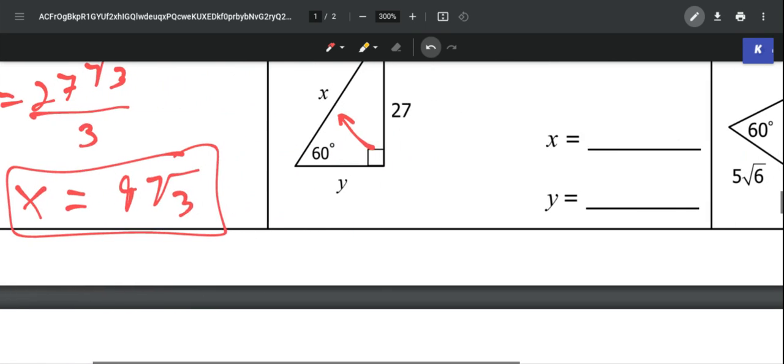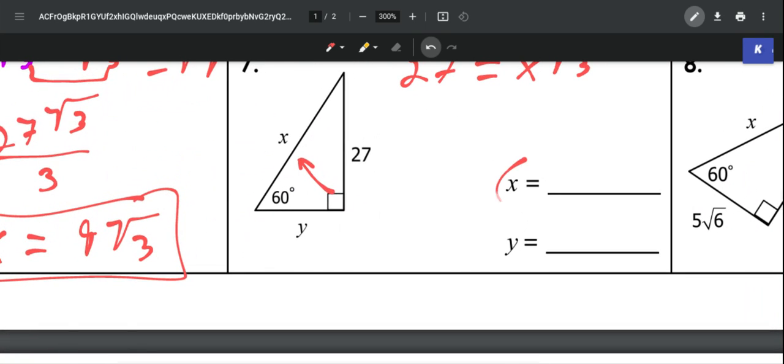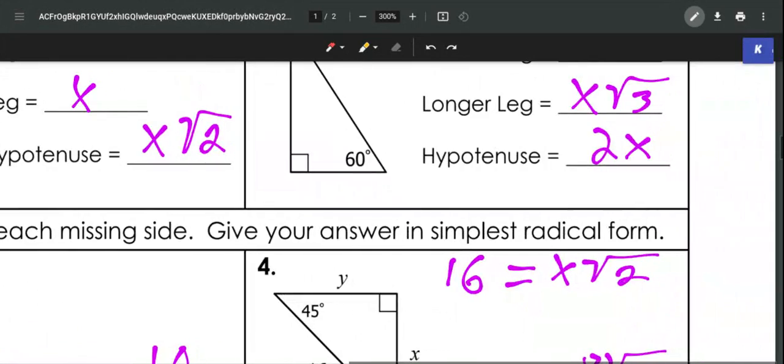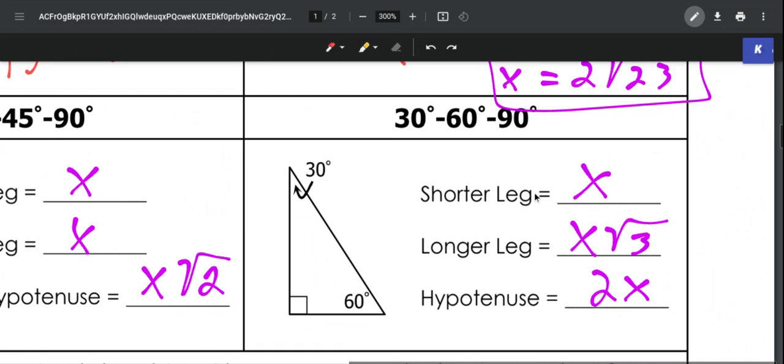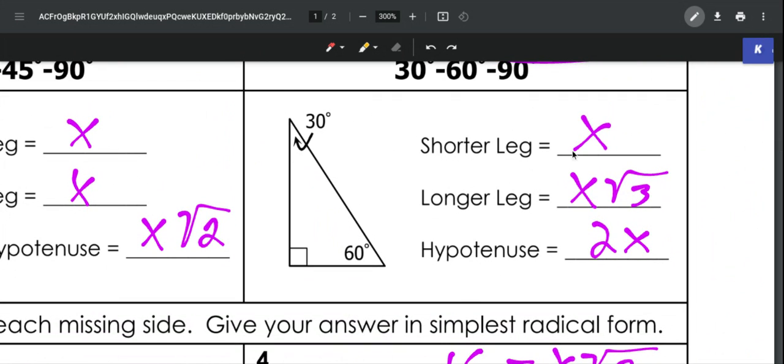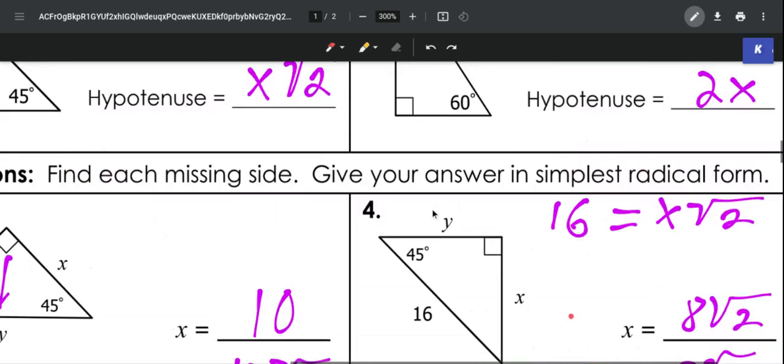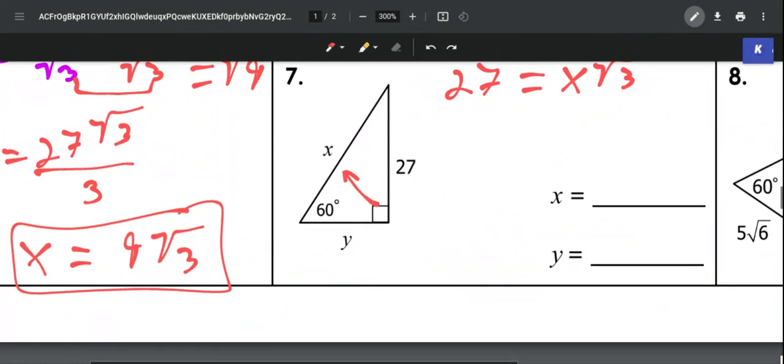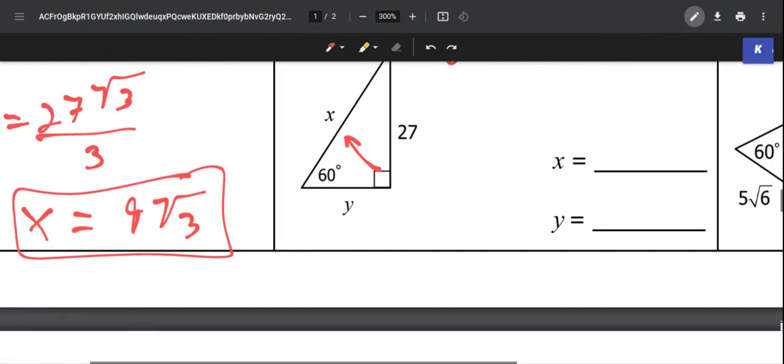Now, that does not necessarily mean that x here is equal to 9 radical 3. When we go back to our 30, 60, 90 definition for each part, it just means that x, for our shorter leg, or x in general, is equal to 9 radical 3. So actually, our shorter leg is y here. So y is going to be equal to that shorter leg. That one's pretty easy to do. It's just 9 radical 3.